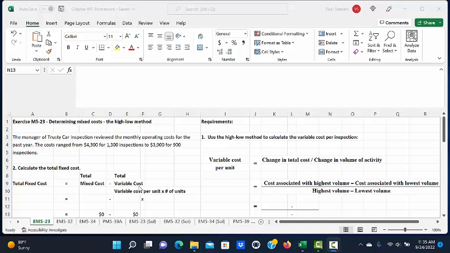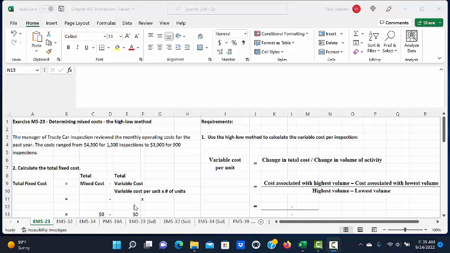This is a demonstration of exercise M523, determining mixed costs using the high-low method. The manager of Trustee Car Inspection reviewed the monthly operating costs for the past year. The cost ranged from $4,300 for 1,300 inspections to $3,900 for 900 inspections.